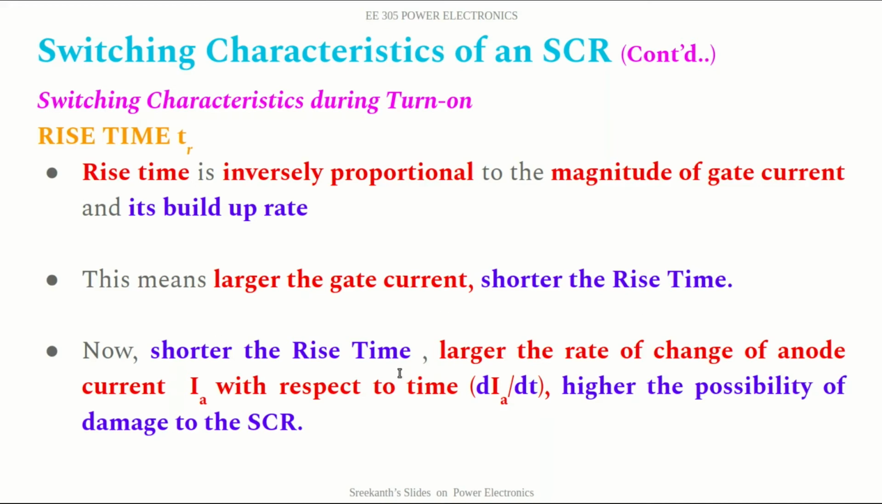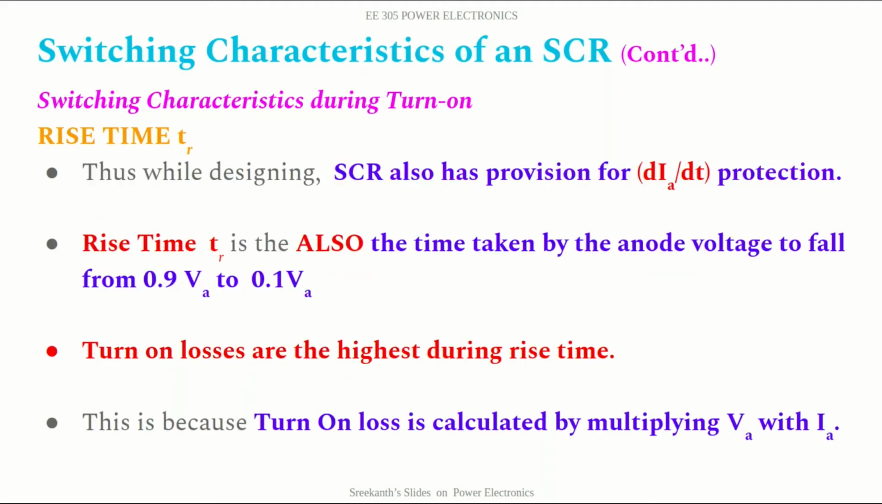Now shorter the rise time, what will happen? Larger the rate of change of anode current IA with respect to time, that is, dIA by dt, and higher the possibility of damage to SCR. Thus, while designing, SCR is also provided with a dIA by dt protection.